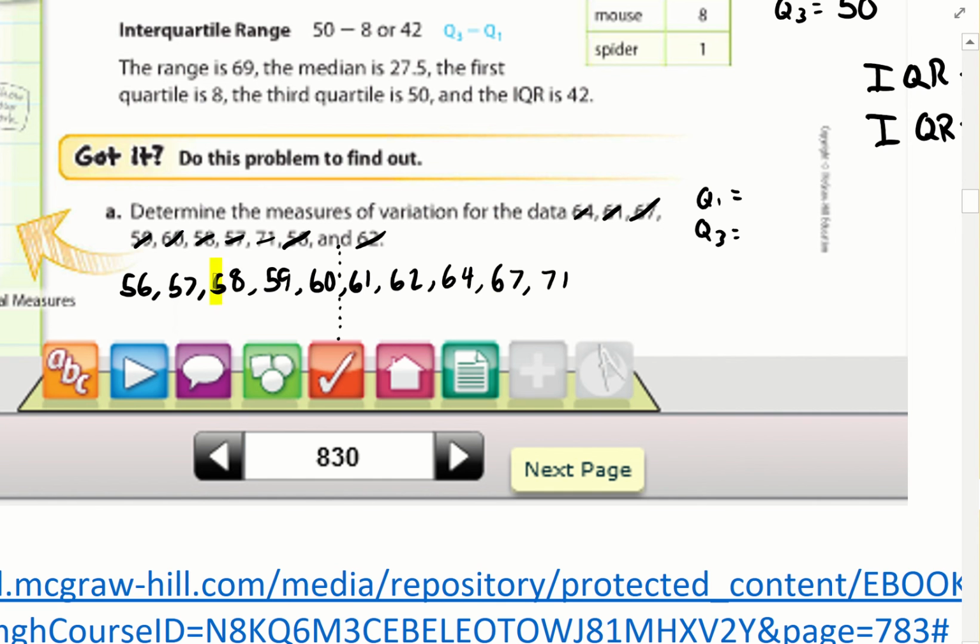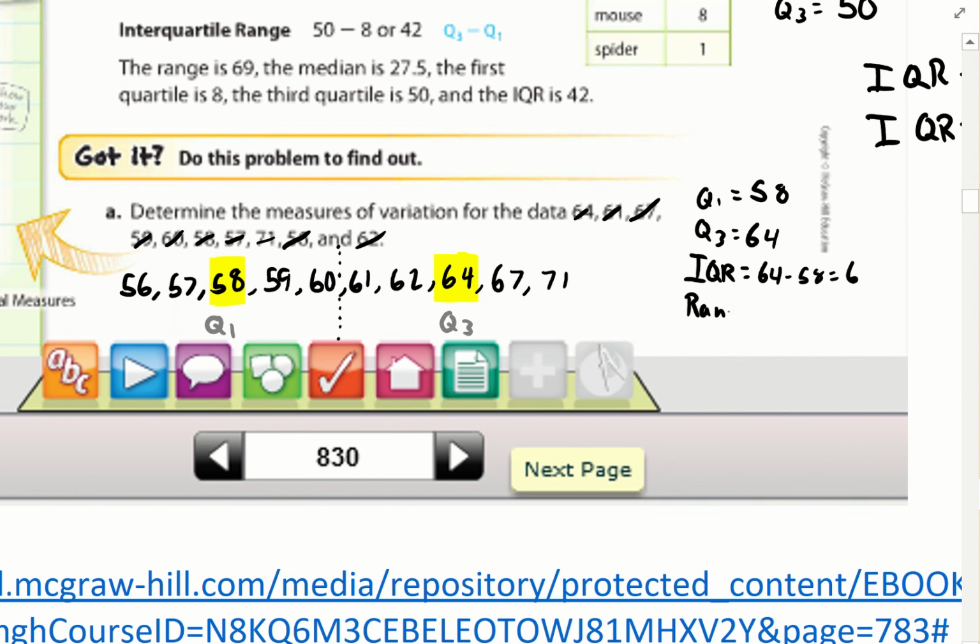So my Q1, my first half, the number in the middle is 58. For Q3, I'm going to make a little note, Q1. Q3's number in the middle of my second half is going to be 64. So my IQR is going to be 64 minus 58, and that's going to equal 6.